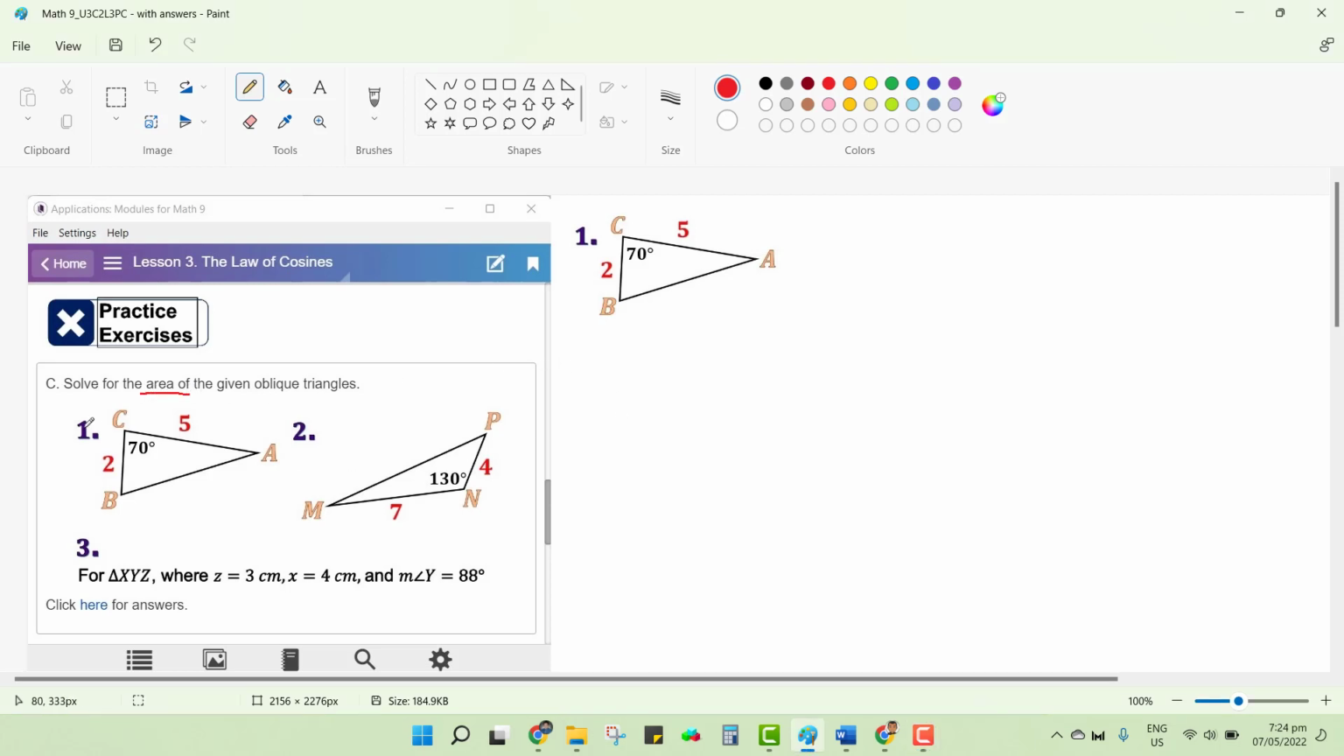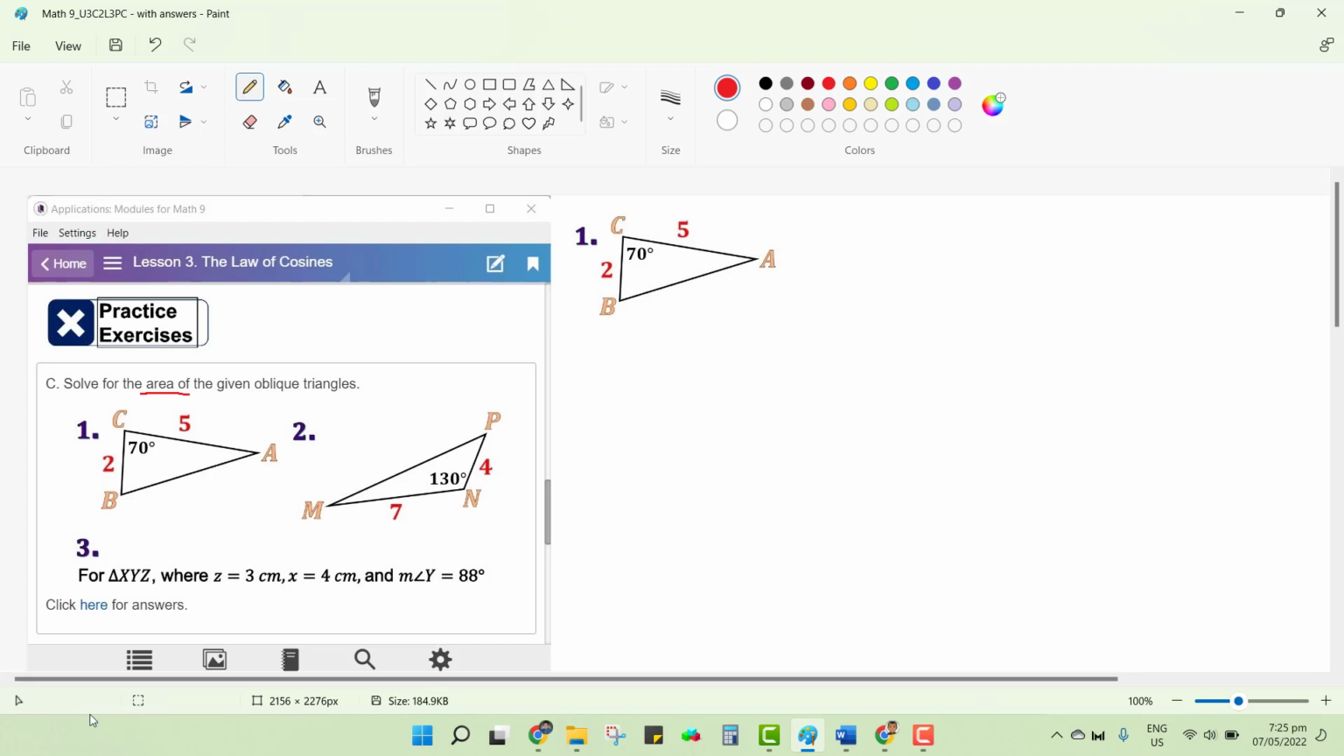So we have number 1, oblique triangle ABC. We also have an oblique triangle PNM or MNP if you want to, and another oblique triangle at the bottom with X, Y, and Z as the vertices. We have two different formulas in solving the area of an oblique triangle, and each formula depends on the given measurements of an oblique triangle.